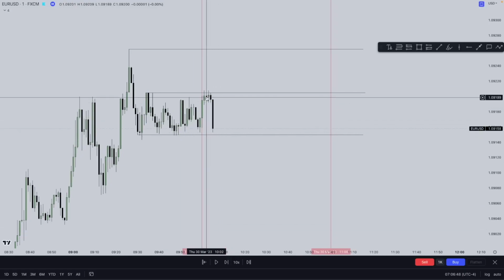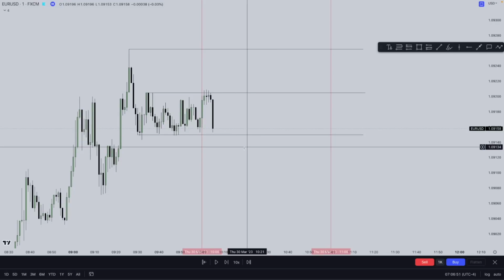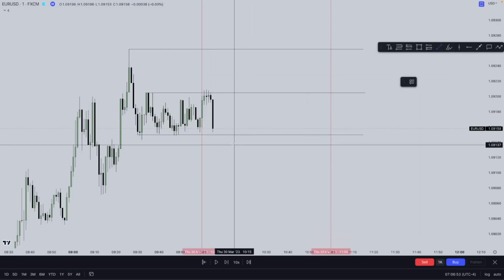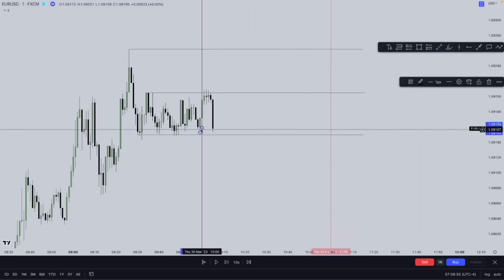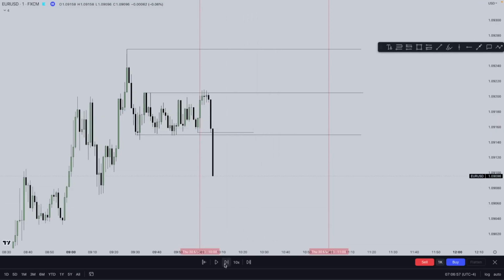There you go. Price just took out this liquidity, and then price started going down. Now we just wait for a market structure shift after this takes place. So the market structure shift point would be right here. I would like to see a break of this low. So now let's see if we get it. Boom. Market structure shift with displacement.